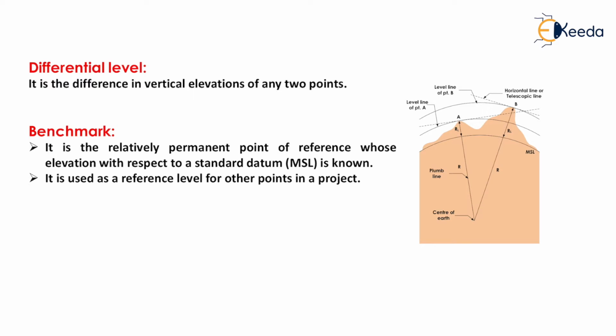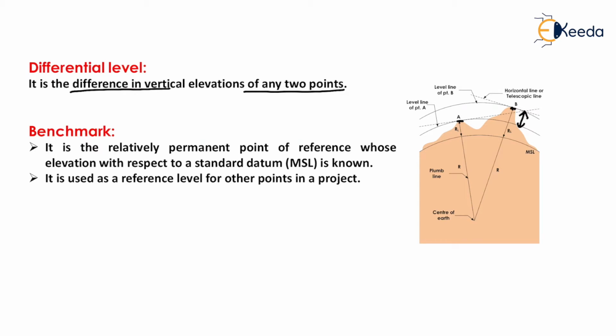Now the next one is differential level. What do we mean by differential level? It is the difference in vertical elevation of any two points. It means that if one point is here and another point is here, then this is the differential level between these two points. It is the difference in vertical elevation of any two points.